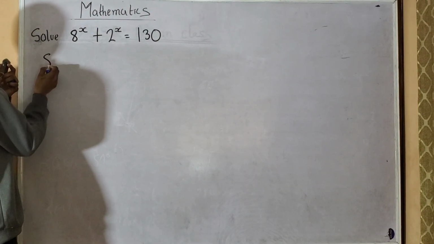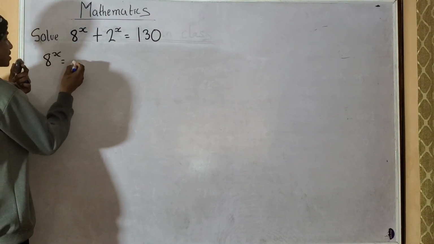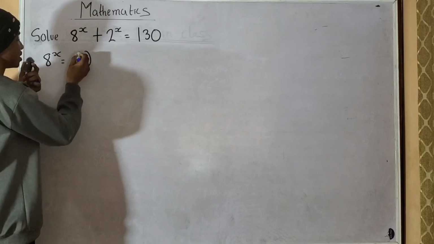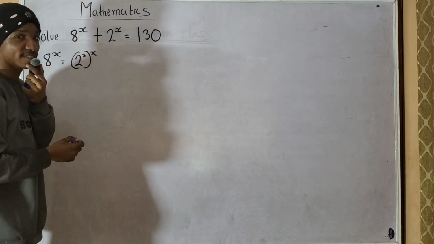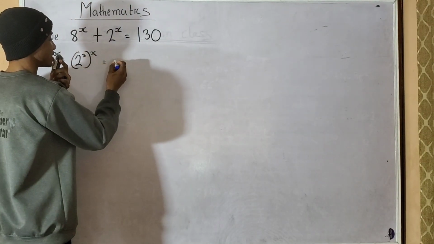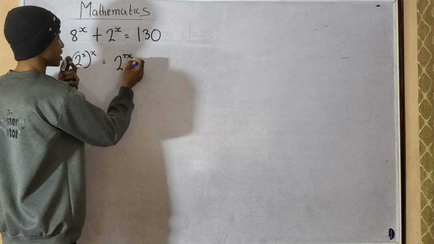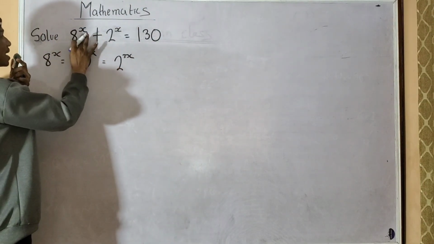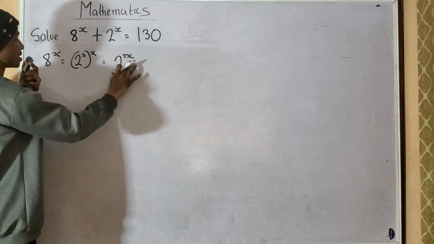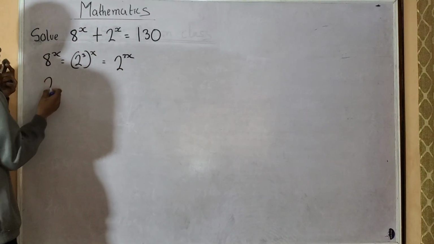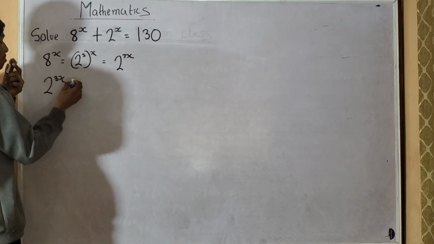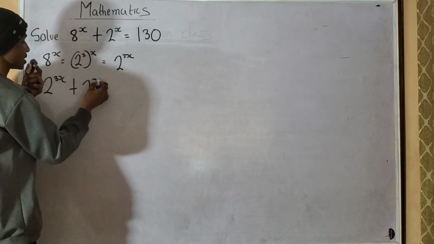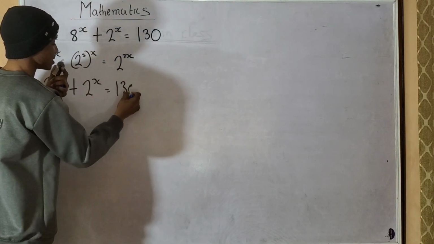Do you know that 8 raised to the power of x can be written as 2 raised to the power of 3 raised to the power of x? Are you getting it? And this can in turn be written as 2 raised to the power of 3x. So I'm going to replace 8 raised to the power of x as 2 raised to the power of 3x. So I'm going to have 2 raised to the power of 3x plus 2 raised to the power of x equals to 130.